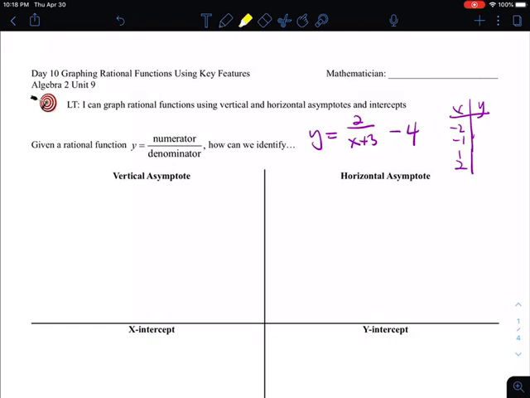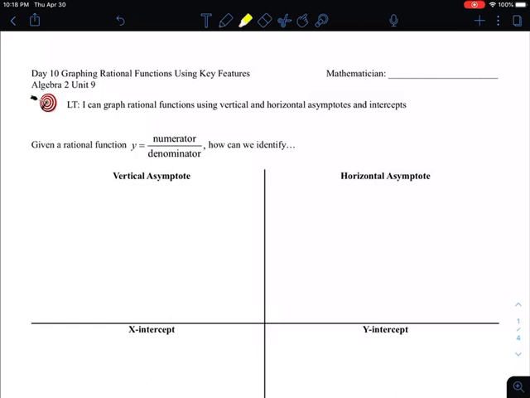But in most cases, with rational functions, the equation that is given to you is not going to be in this form. If it is in this form, then we do know how to graph it, right? We can just make a table. But the question becomes, what if the equation is not in that form? That's what we're going to talk about this lesson and the next as well.